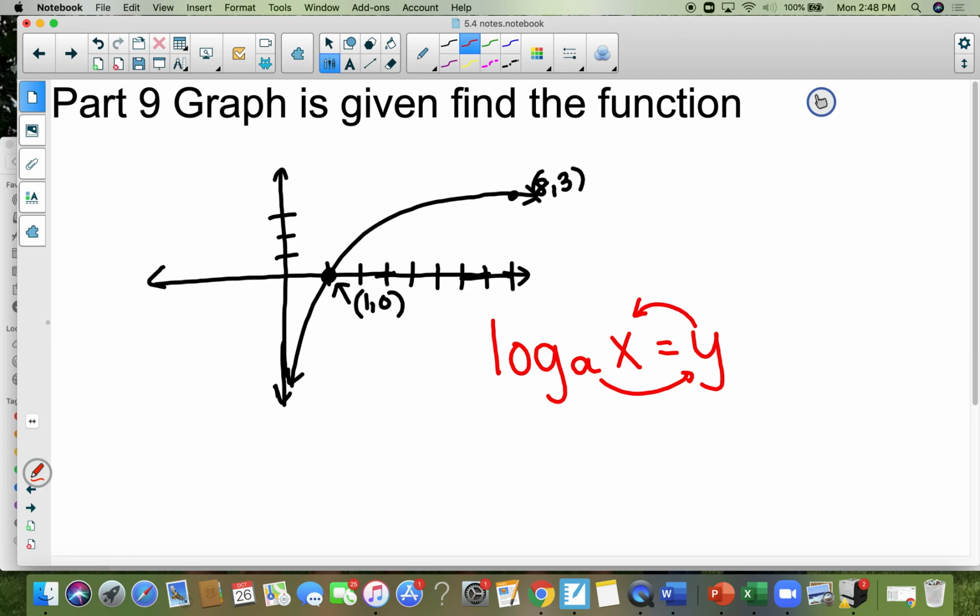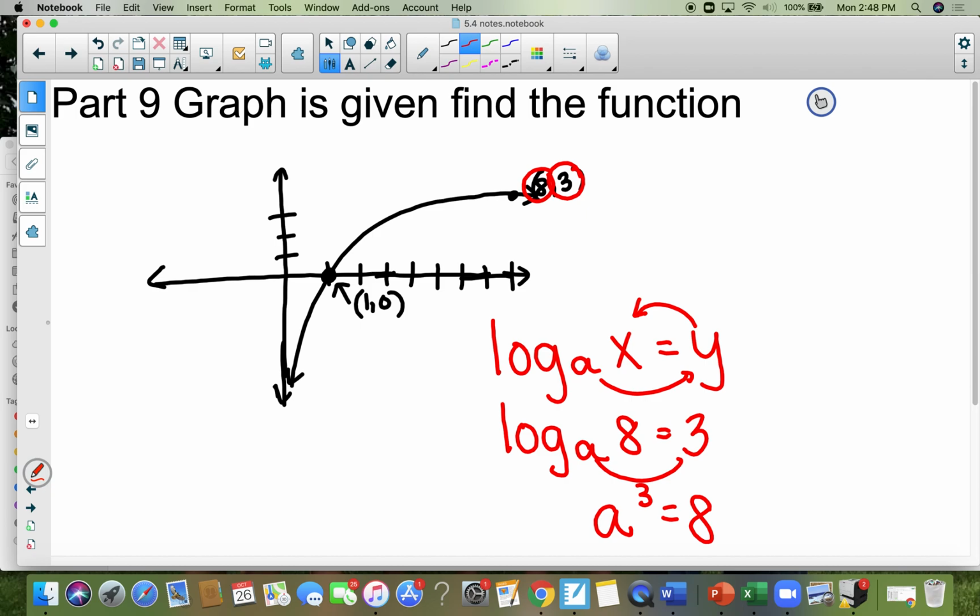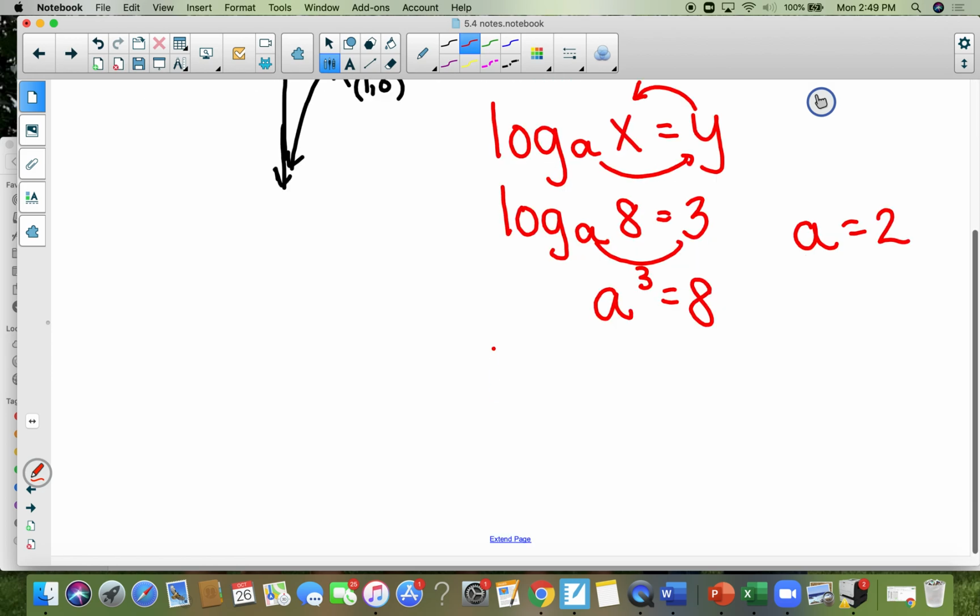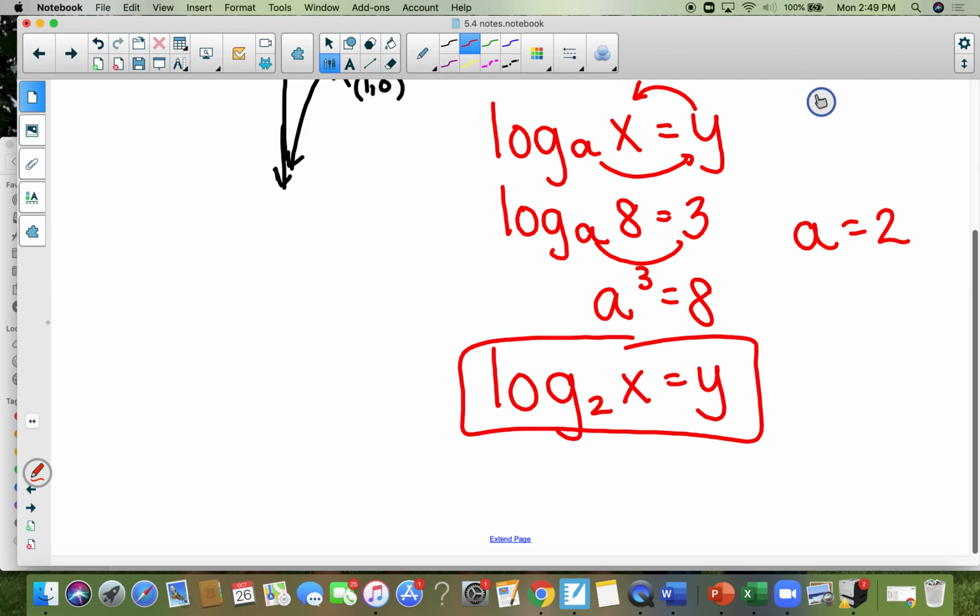So all you're going to do is log base a, in place of x you're going to put an 8, and in place of y you're going to put a 3. So a to the third equals 8. What number to the third power is equal to 8? Isn't it a equals 2? So your final answer is, I just found the equation: the log base 2 of x equals y. Everybody see what I did? I knew that it went through those points, so I just put them in there.